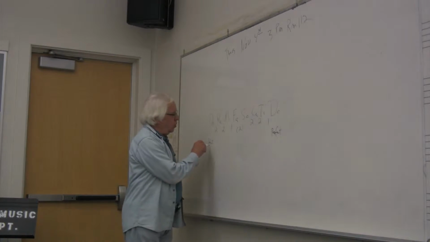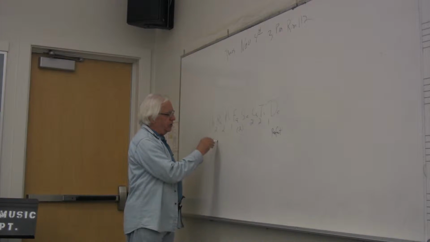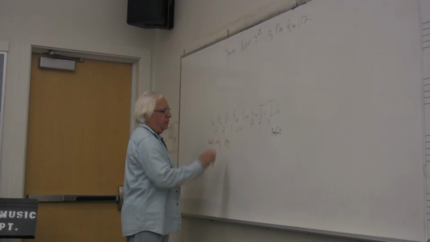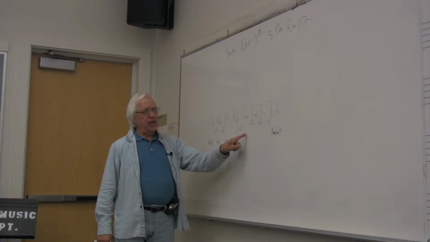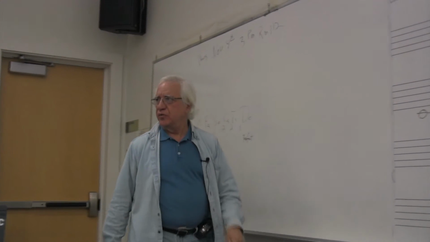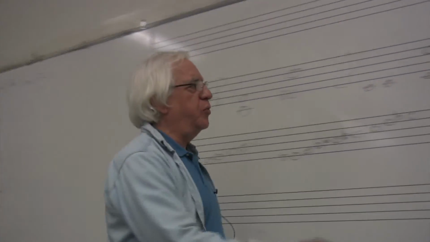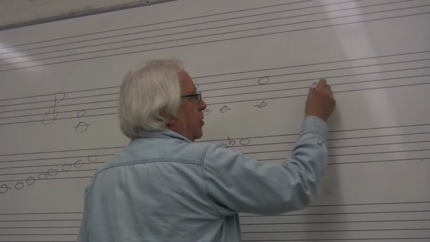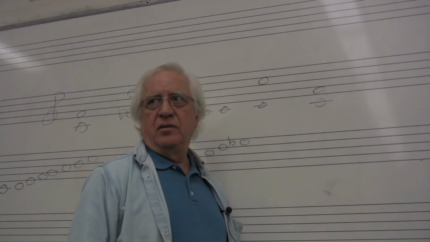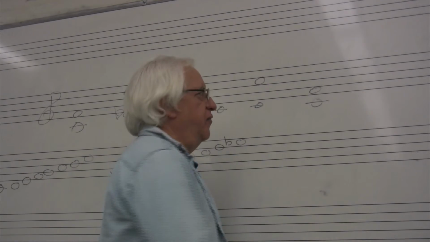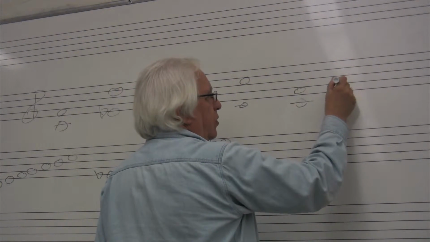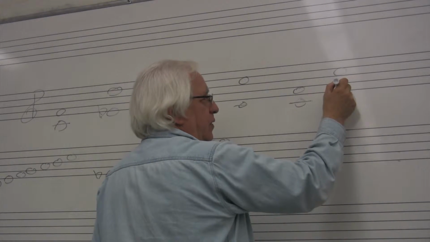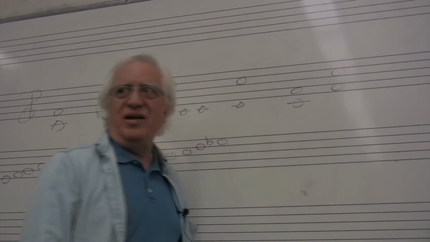Now, do to re is a major interval. Do to mi is a major interval. Now, fa and sol are perfect intervals, and here's why. If I have do to fa, a fourth, and if I invert this interval, it becomes a fifth. Do to sol. You see that?